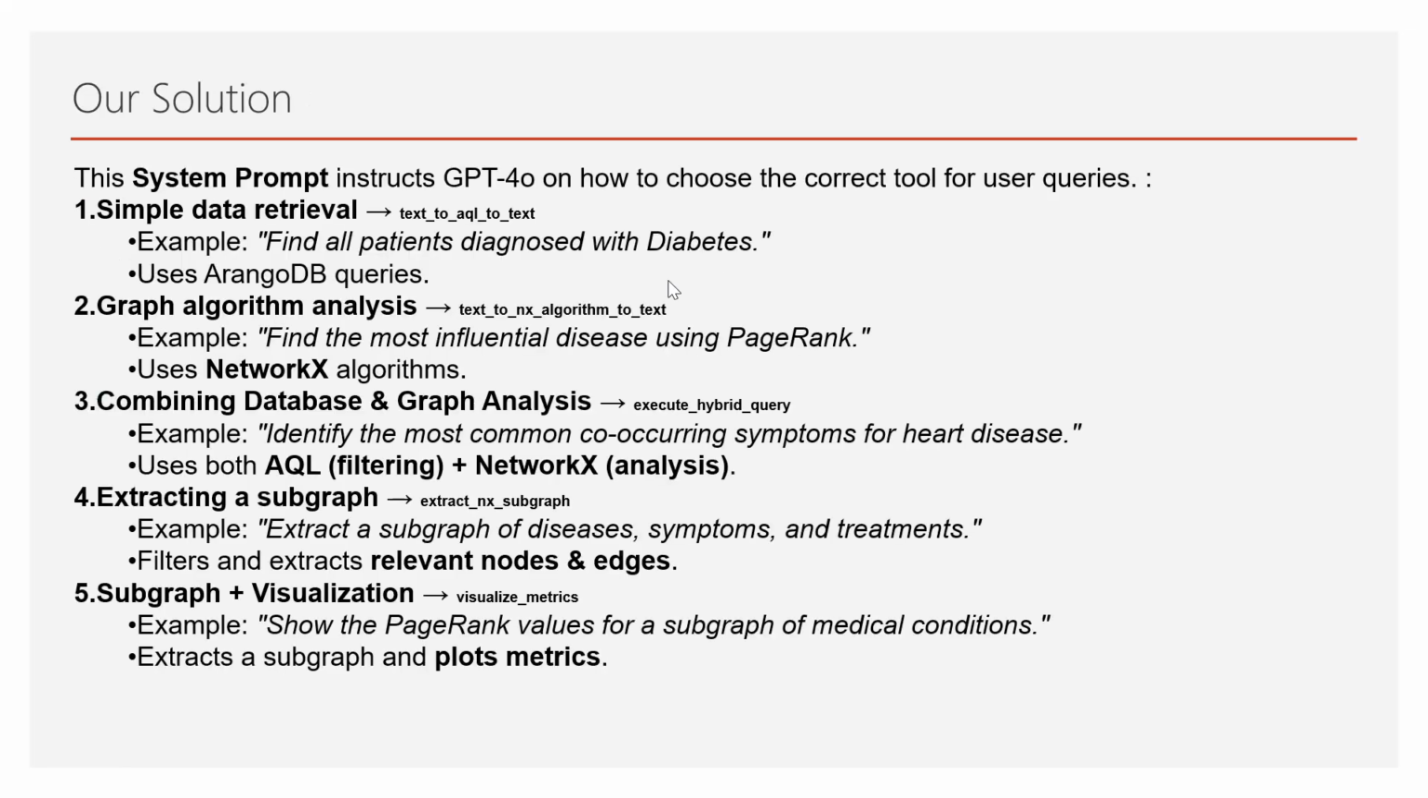Our solution consists of 5 different tools working together as an agentic AI approach. That's simple data retrieval for ArangoDB queries. We have graph analysis, that's for NetworkX algorithms. Then we have a hybrid query approach combining database and graph analysis, SQL filtering and network analysis. For that we are extracting a subgraph, that's another tool, and a visualization tool.